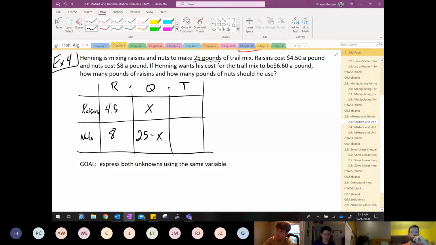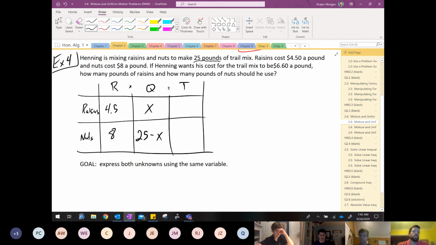Multiply from left to right. Very good. We're going to multiply from left to right. Lewis, I see you got a question. Go for it, brother. Does it matter, in the quantity column, which one is X and which one is 25 minus X? Fabulous question. It absolutely does not.